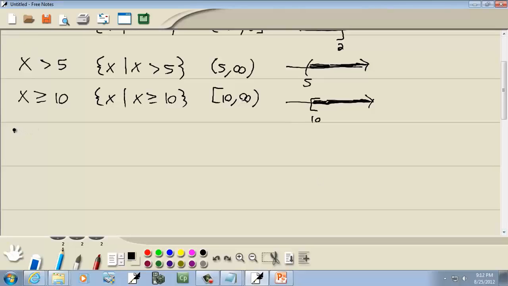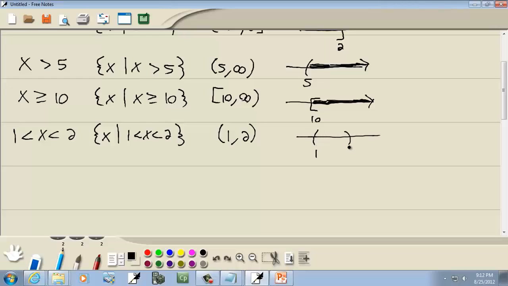Now, if it's between two values, like x is between 1 and 2, again, set builder is very easy. Put x with a vertical bar, and then 1 less than x less than 2. Now, it'll be parentheses 1 comma 2 parentheses. Parentheses because these are both less thans. Less thans means it doesn't include a number, which is parentheses. And then I have parentheses on 1, parentheses on 2, and shade in between them.